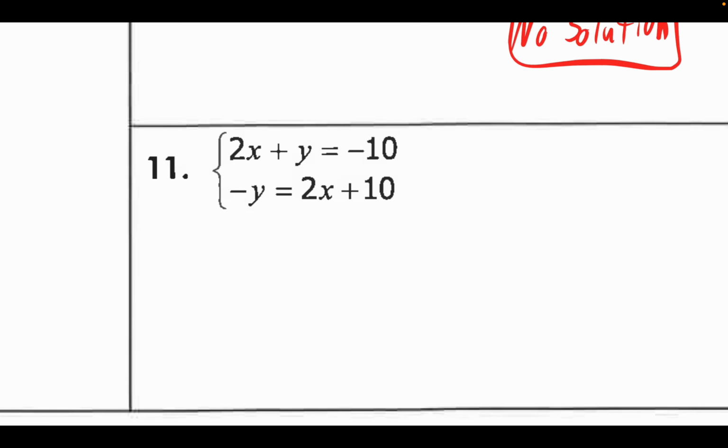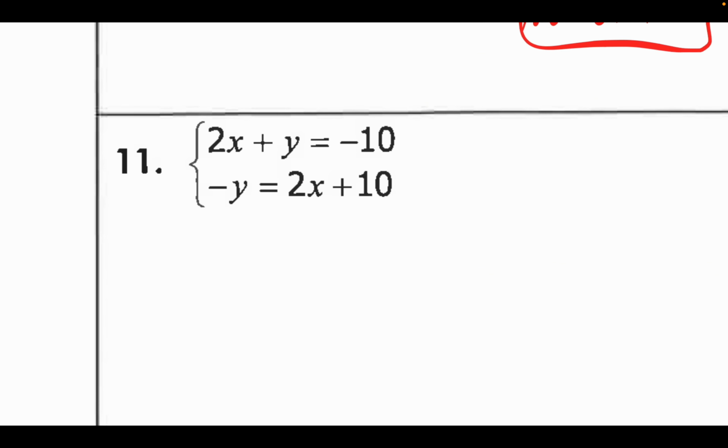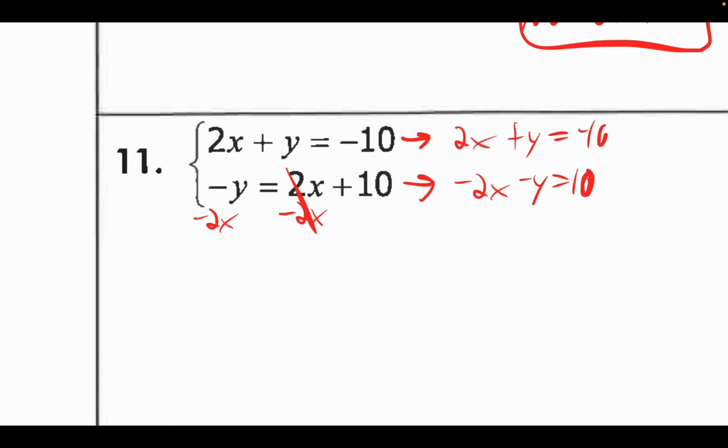Finishing off this page with the notes, we have number 11 here. Number 11, things are not lined up. We have x, y equals numbers. That's the order we love. This one, it goes y equals x number. So I want to move my x from the right to the left, put that in front. Since it's a positive 2x, I will subtract 2x. 2x minus 2x is 0. And I get negative 2x minus y equals 10. I didn't do anything with my top equation, but I do need to rewrite it to help myself stay organized.